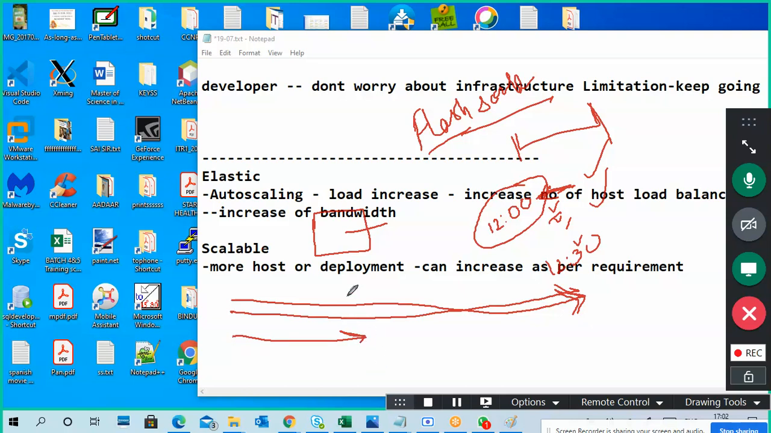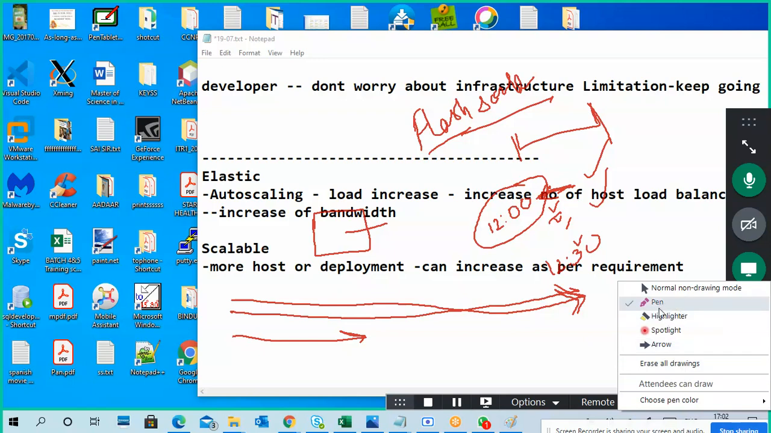Scale out. For example, reduce the bandwidth, reduce the number of servers. Auto deployments will be destroyed automatically. Okay, so it will use very little. Elasticity and scalability, guys, remember this.